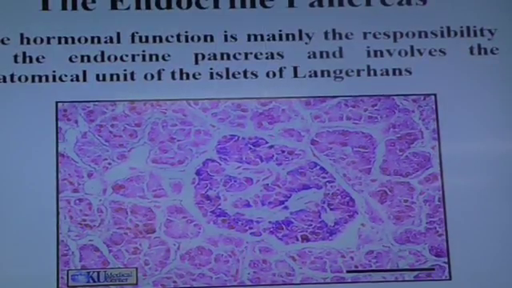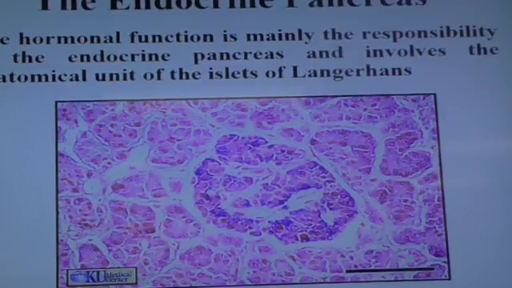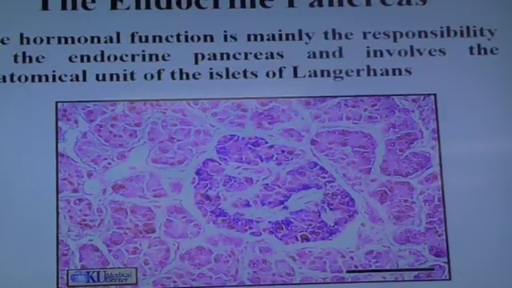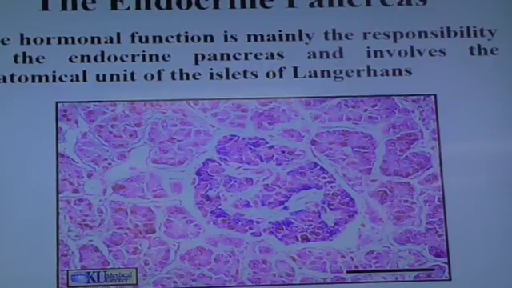Okay, so what we're going to talk about today is the endocrine pancreas, and basically the hormonal function is in the islets of Langerhans, which are the anatomical units. See right here, they're clumps and clusters of cuboidal type epithelial cells with a lot of vascularization, they're typical endocrine, and they're surrounded by the exocrine portion of the pancreas. But by far they get the most blood supply.